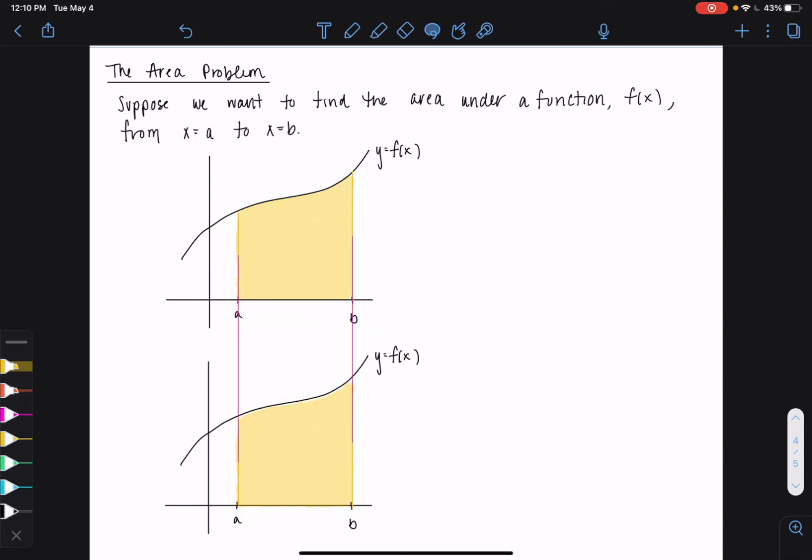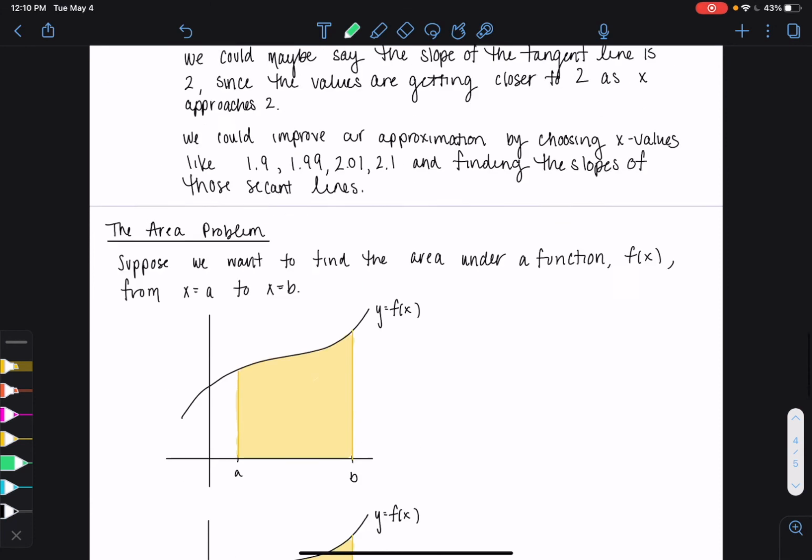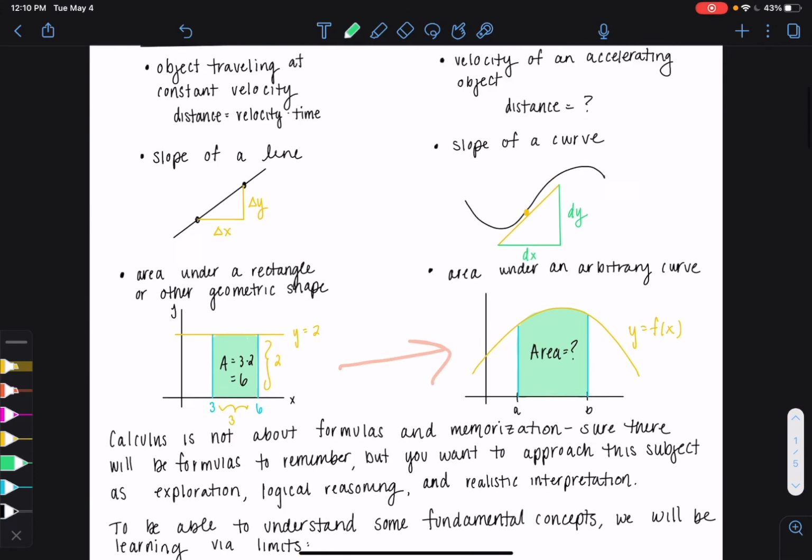how I can go about using these function values and using my knowledge from pre-calculus to get the area under this curve. Okay. So first thing I'm going to do is I want to use this concept way back up here.